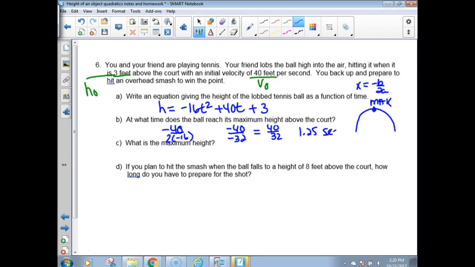I don't want you to forget your methods for finding the vertex. That's the time, which is going to be my x. What time? 1.25 seconds. And then what is the maximum height? Well, the height would have been, plug in 1.25 that we just found.